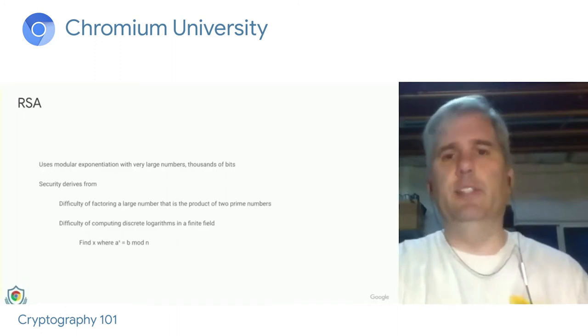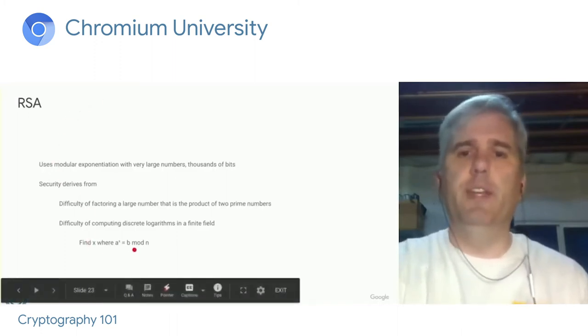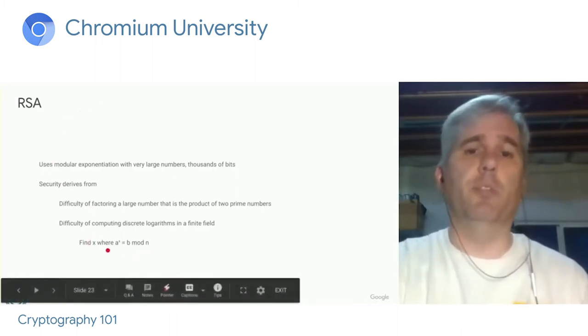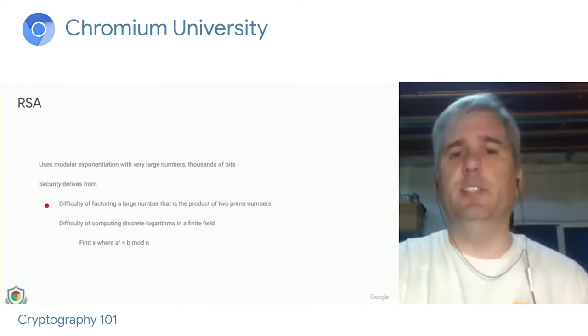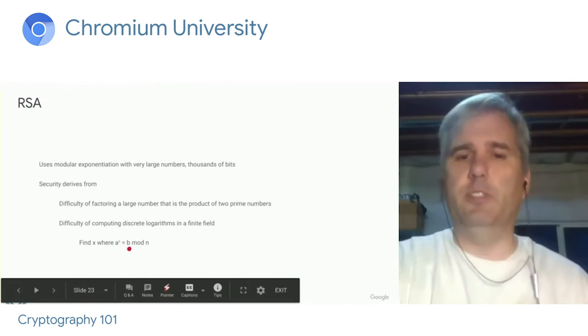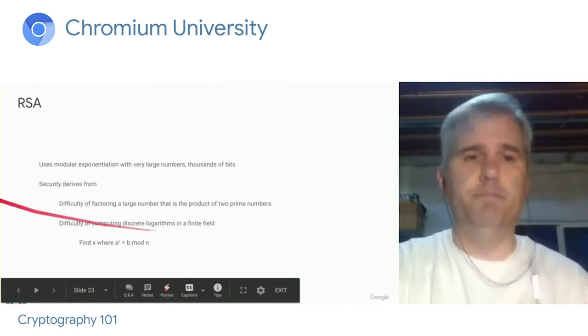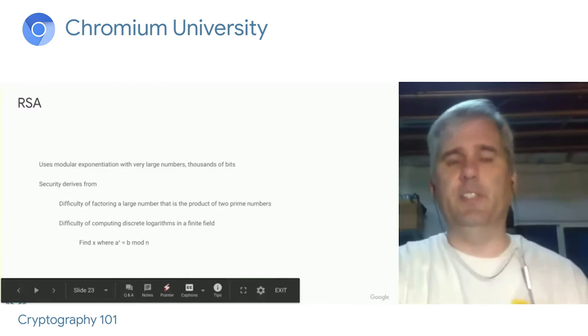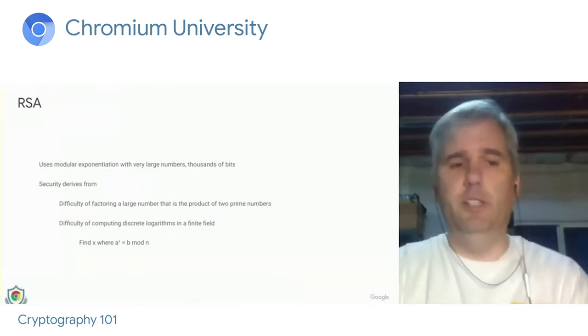And the modulus here is the product of two prime numbers. And it relies on the difficulty of factoring this huge number and computing discrete logarithms. So finding this exponent where A raised to a power is equivalent to B modulo N. And that's a very hard problem to do.